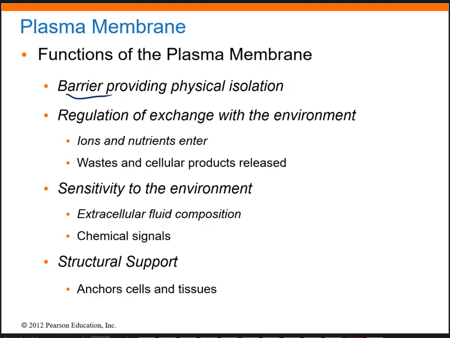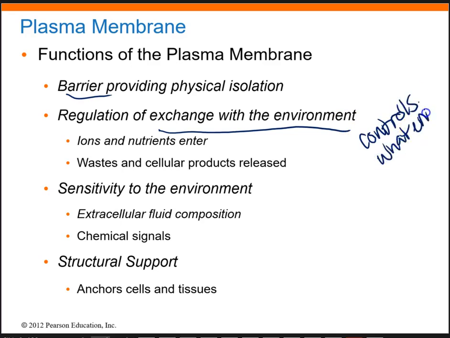And the cell is the same way. The plasma membrane provides a barrier for physical isolation, and that's great. That provides protection for the cell. But there's got to be some way to get stuff in and out of the cell, and the plasma membrane does that. It has proteins and channels present that allow the plasma membrane to regulate or control the exchange of things with the environment. So in other words, it controls what enters and leaves the cell.